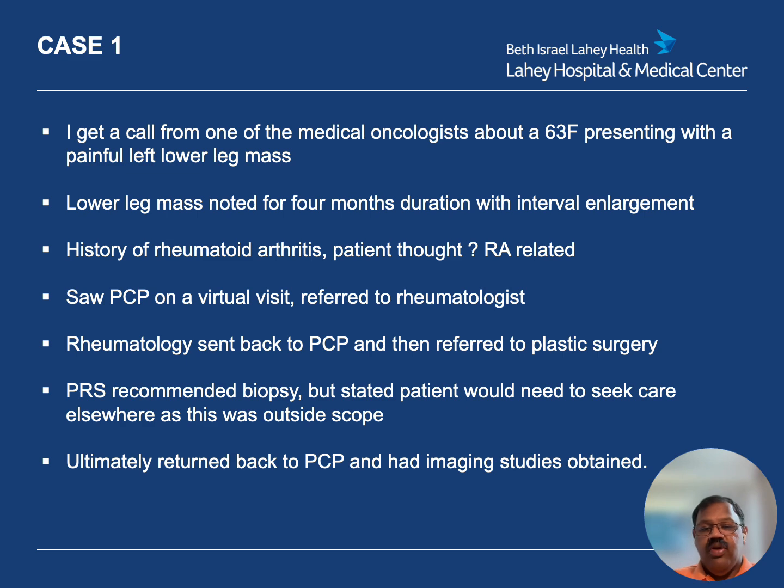She does have a history of rheumatoid arthritis, and initially the patient thought this was related to rheumatoid arthritis and was potentially a rheumatoid nodule, but this was not really adjacent to any joint. She initially saw her primary care physician and was ultimately referred to rheumatology. Rheumatology sent the patient back to the primary care physician, and she was then referred to plastic surgery. The plastic surgery team saw her and recommended a biopsy, but stated that the patient would need to seek care with an oncological surgeon since this was outside their scope, and she ultimately returned back to her PCP and had subsequent imaging studies obtained.